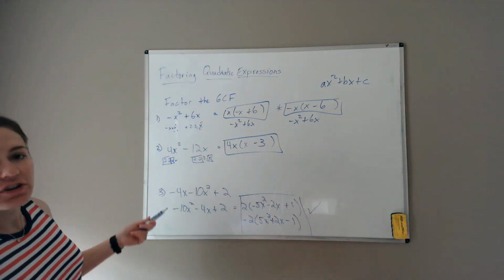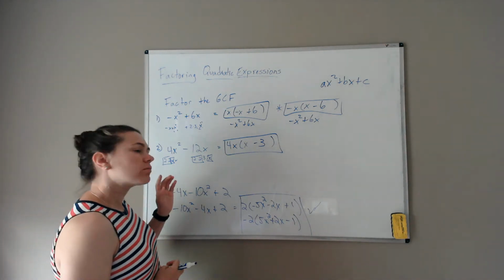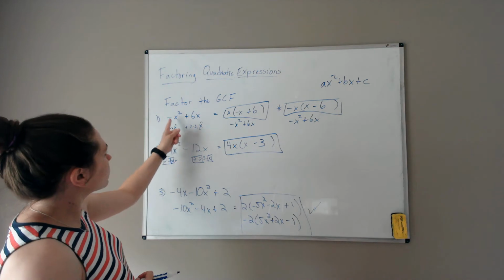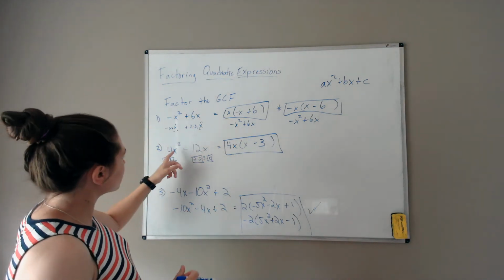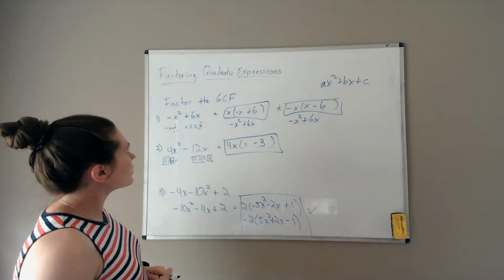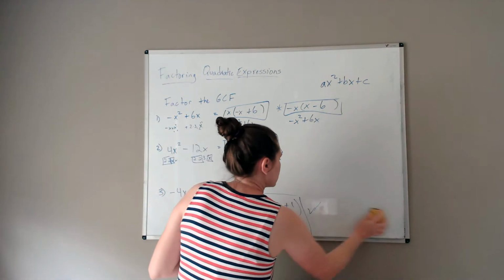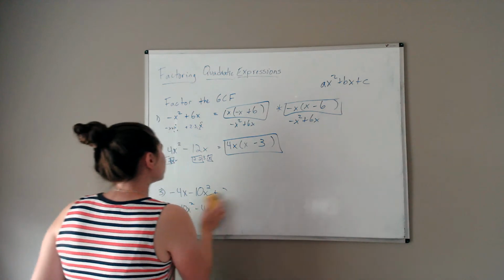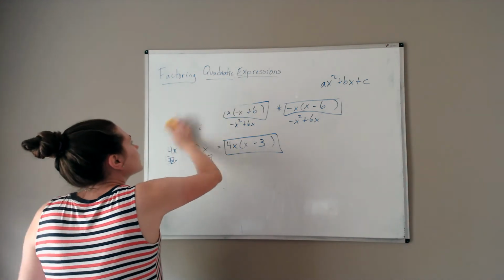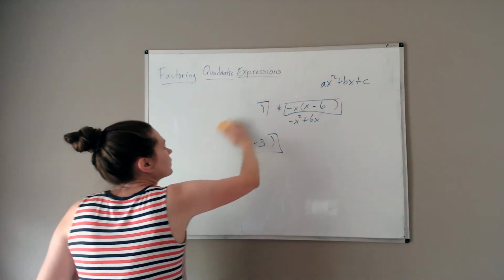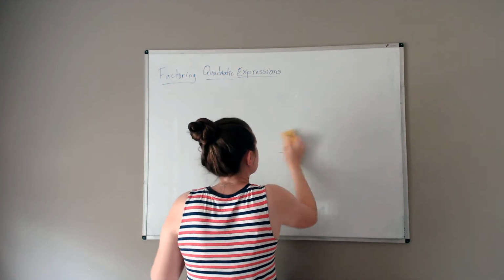Okay, so that's factoring out the greatest common factor. Make sure you are in standard form, you see all of your terms, and you pull out the greatest common factor between all of the terms. Okay, so now we move on to the second. So that was GCF.